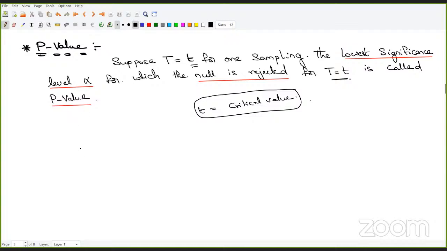Sir, then why is it called lowest? It is the highest, no? Say for example, if my alpha is 5%, so it is 0.05, right? Whenever my t becomes equal to c, the highest value will be 5. Why is it called the lowest significance? It will be lowest only. I will show you.